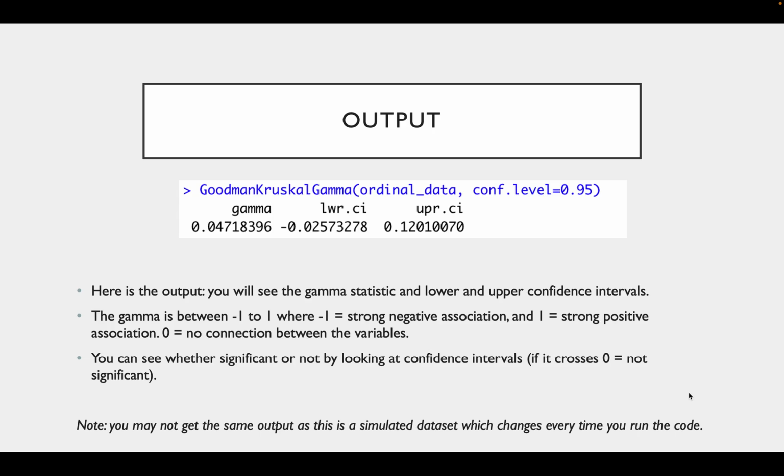As you can see here, our statistic is 0.05, so it's quite close to 0, which means there's no association at all. But do remember this is a simulated data set, so it's essentially made up. You can get an idea of whether this would be significant or not by looking at the confidence intervals. So if the confidence intervals cross 0, it's unlikely to be significant, but this piece of code does not give you a p-value.